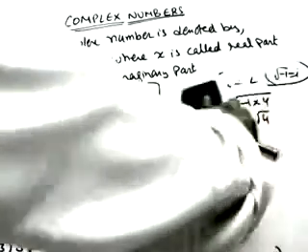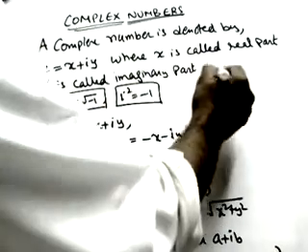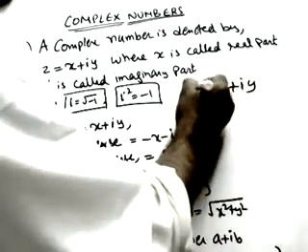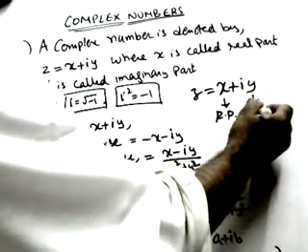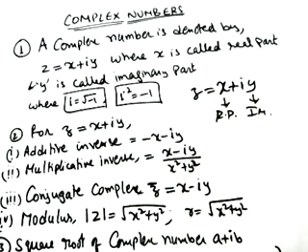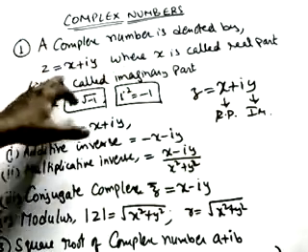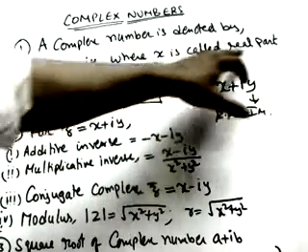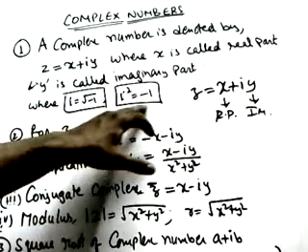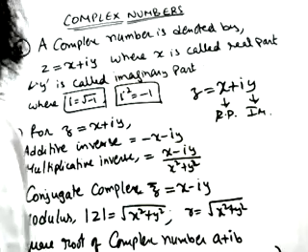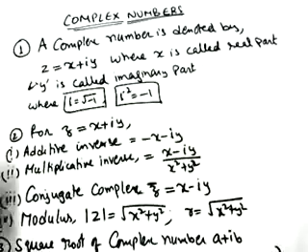So next concept, you see here, the complex number is generally denoted by x plus iy, suppose denoted by z. So x is called the real part and y is called the imaginary part. A complex number is denoted by z equals x plus iy, where x is called the real part and y is called the imaginary part, where i equals root of minus 1 or i square equals minus 1. Like real numbers, here also we have additive inverse and multiplicative inverse.